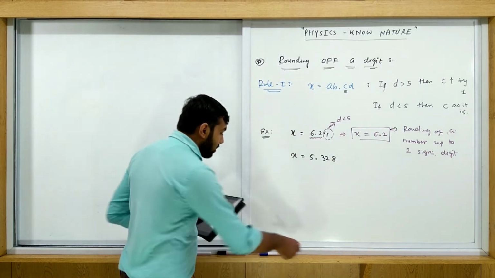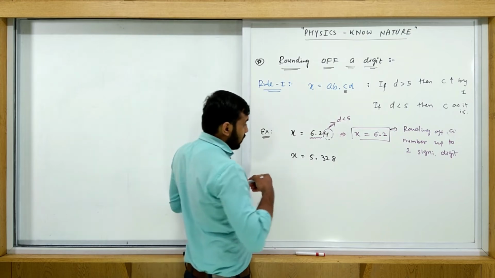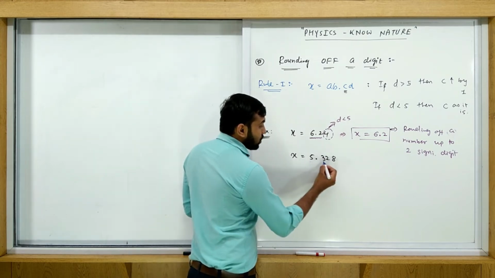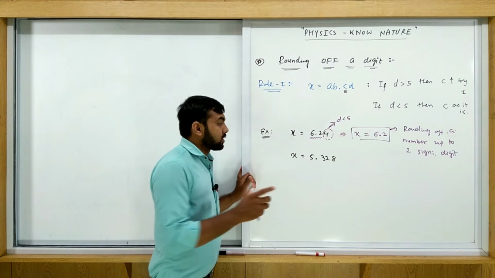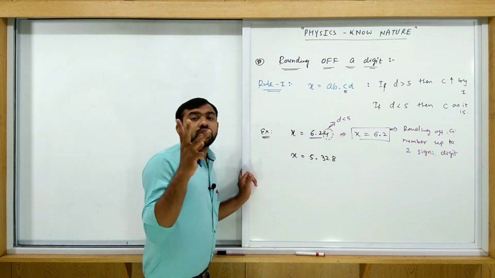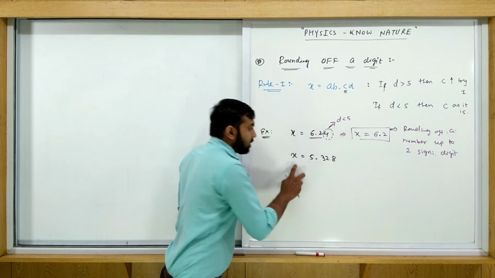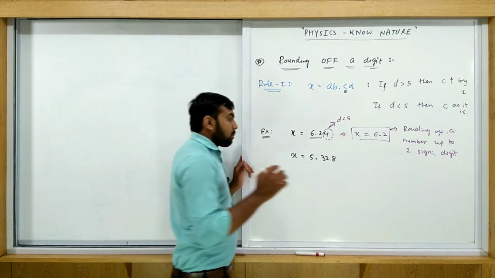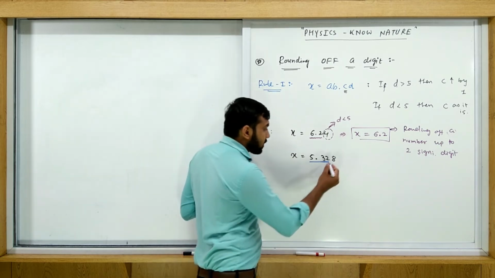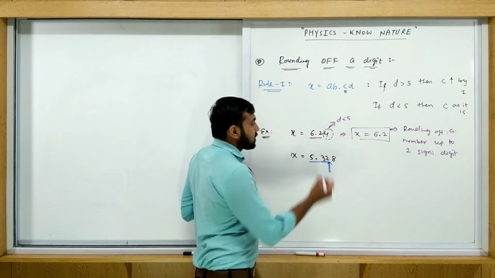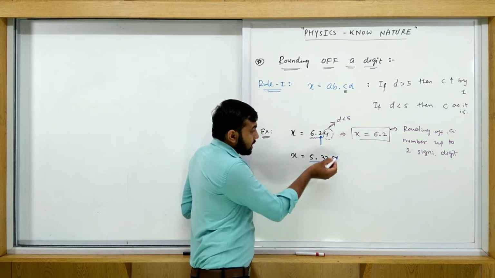But if you consider this second situation, how many digits? 1, 2, 3 and 4. In total we have 4 digits, and the question asks us to round off this number up to 3 significant digits, which means we round off up to this one. So which digit must be rounded off? This 2. So this 8 is the d for us.